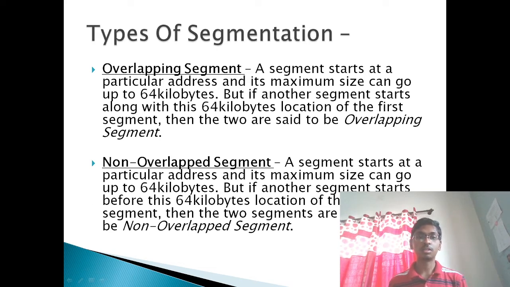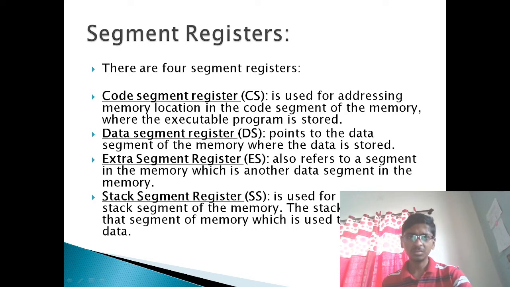This is all about the types of segmentation. One is overlapping segment, another is non-overlapping segment. Another, I covered segment registers. So what are the four segment types of registers? First is the code segment register, short form CS.